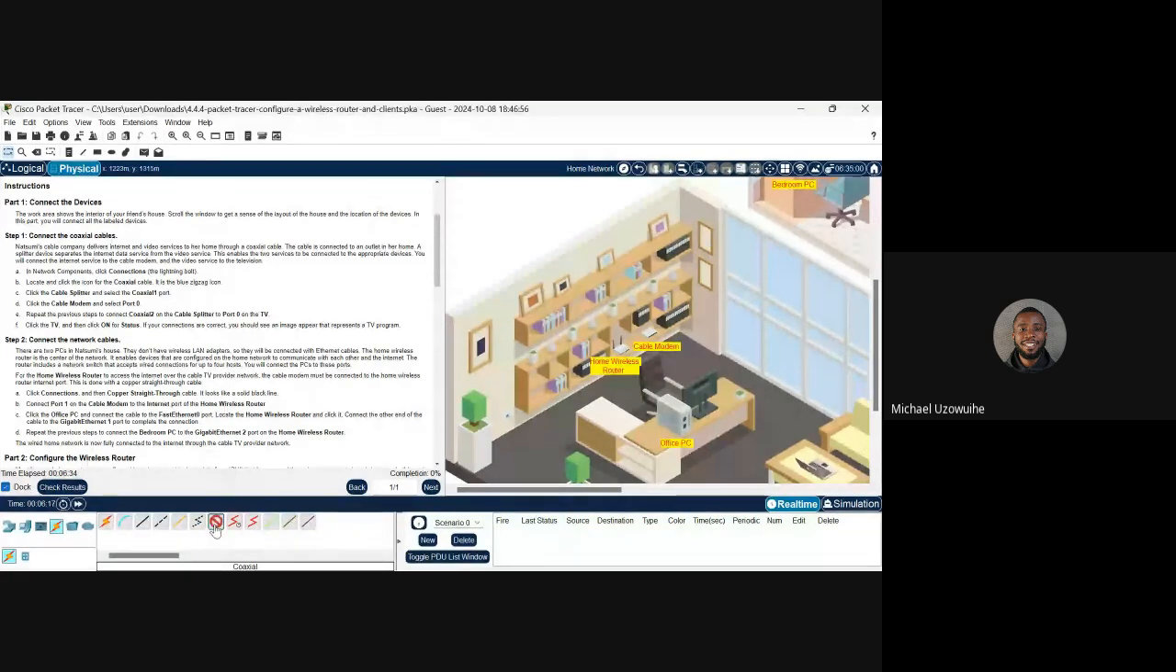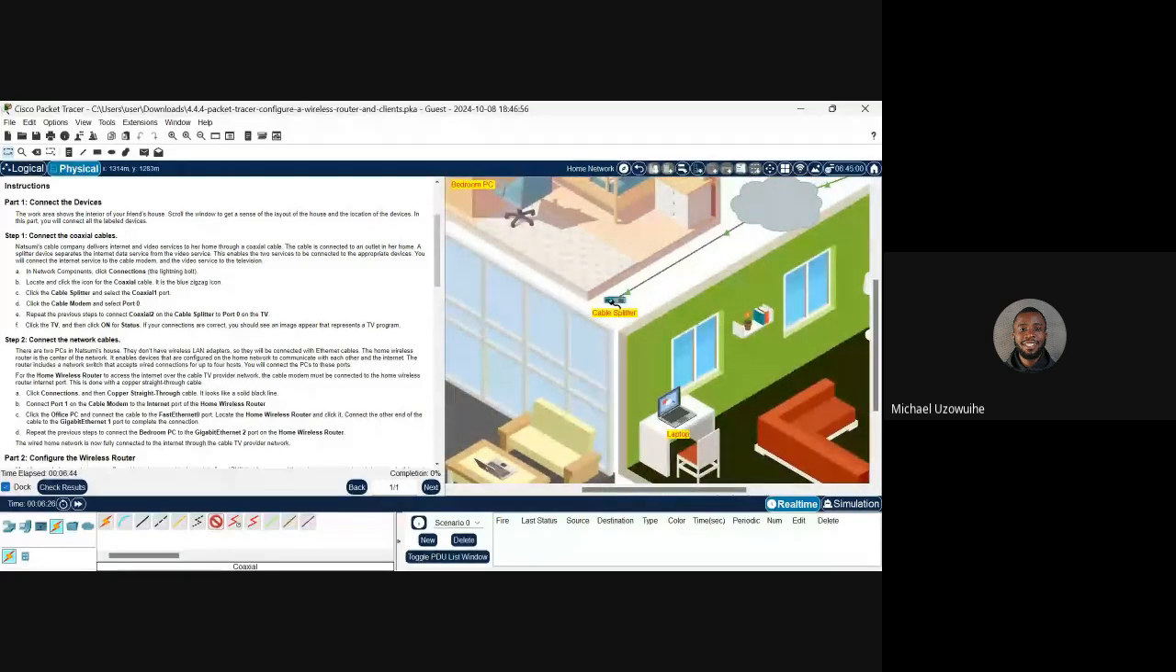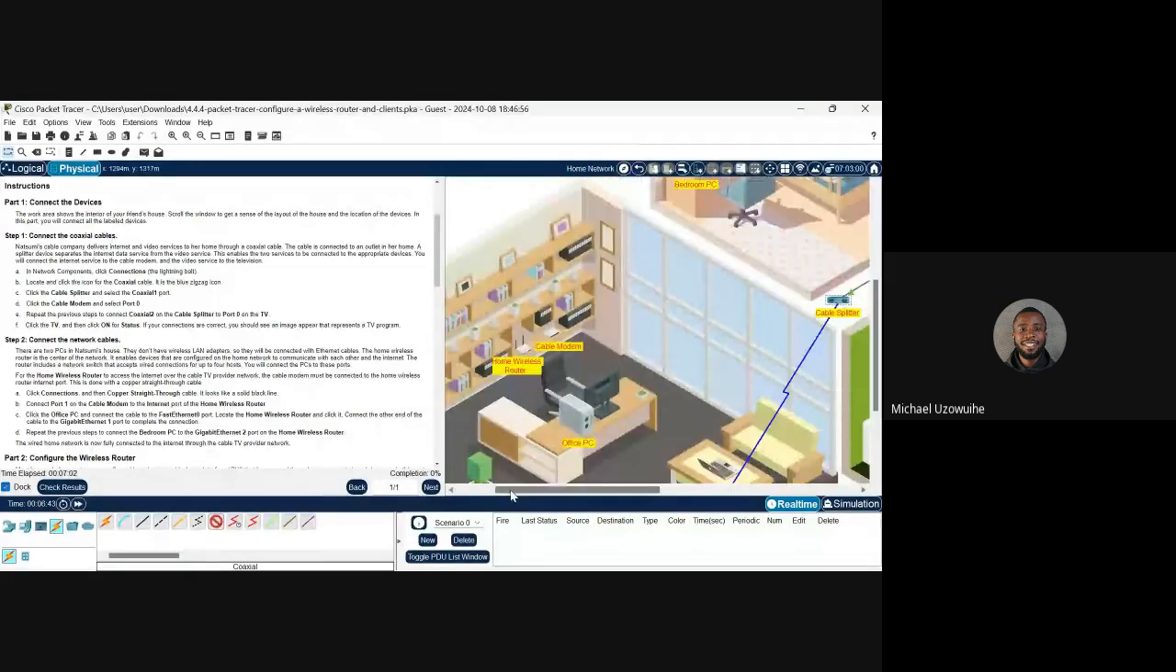We should click the cable splitter and select the coaxial one port. So we have selected the wire we want to connect. Look at the cable splitter. They said we should put it and select coaxial one. We have put it there, so you see the wire has come out. We have plugged the wire into the cable splitter. Click the cable modem. We should connect both the cable splitter and the cable modem. Look at the cable modem. They said we should select Port 0. So we have connected this.